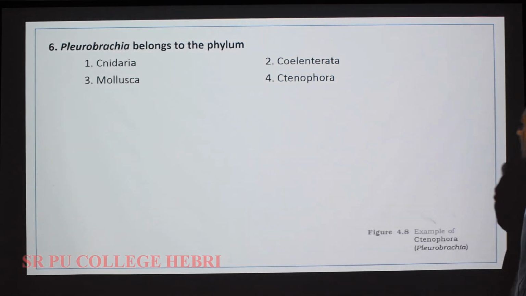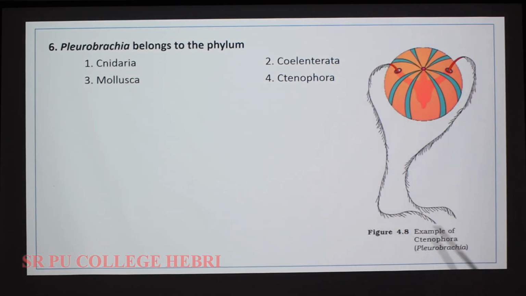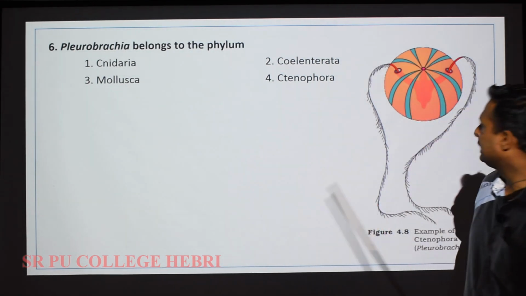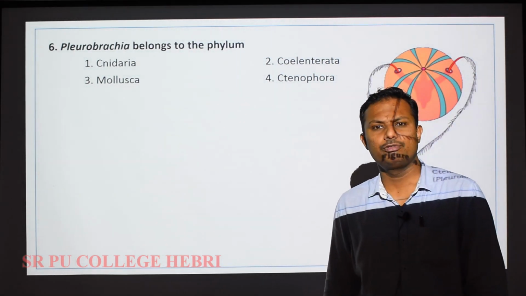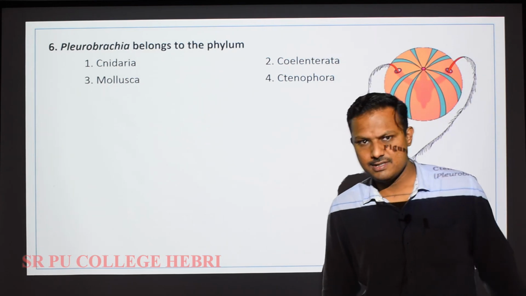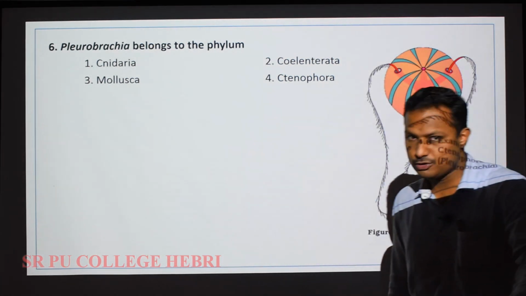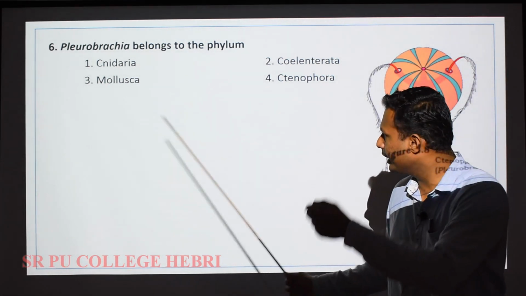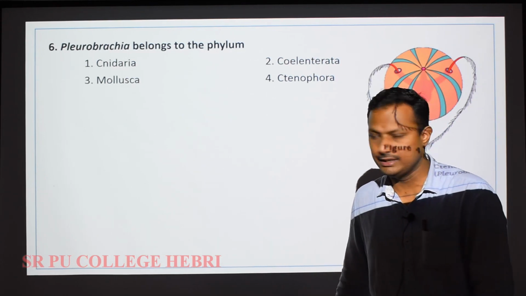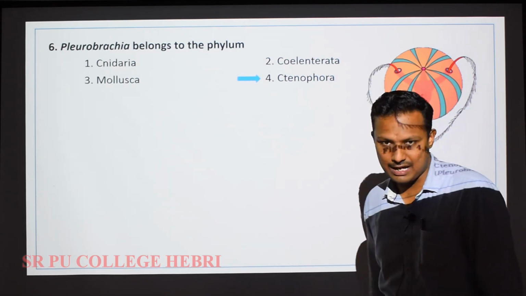See, you have seen this diagram of Pleurobrachia. So it is an example of Ctenophora, right? Ctenophores are known for what? Bioluminescence, you have learned. And you should also know the characteristics of the phyla; I'm not going into the details here. So Ctenophora is the answer.